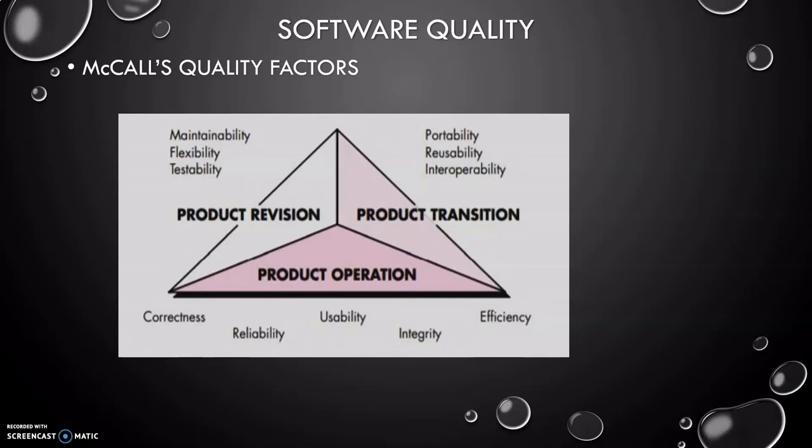Under product transition, we have portability, which is the effort required to transfer the program from one network or software system environment to another. We have reusability, the extent to which a program or program code can be reused. And interoperability, which is the effort required to couple one system to another. So this is McCall's quality factors.